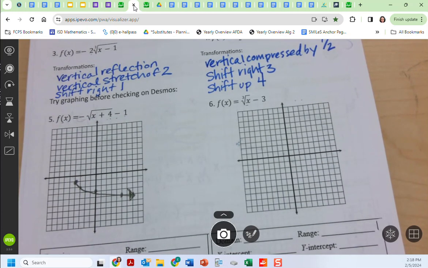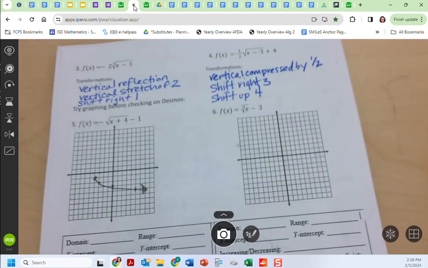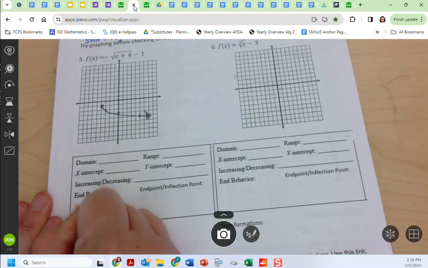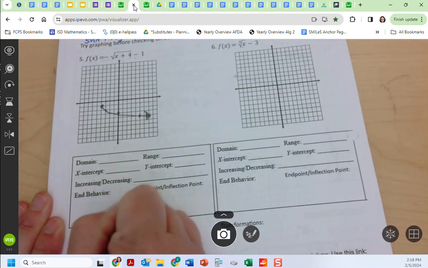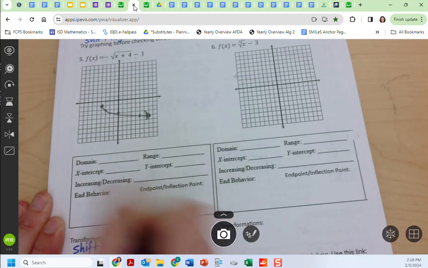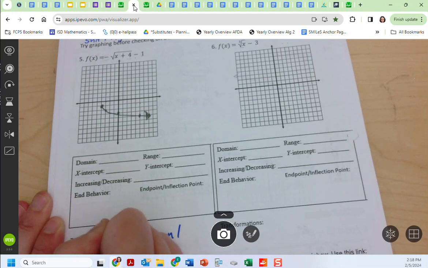All right, and we did all of that with transformations. I'm going to list the transformations down here that I did. And you guys, if you haven't yet, fill in your other values. So I shifted left 4 and down 1. And I did a vertical reflection.